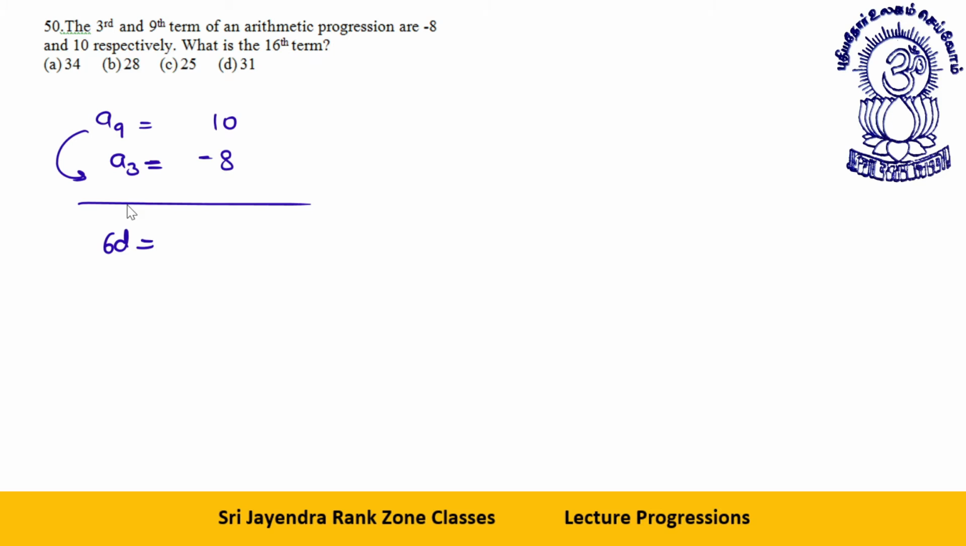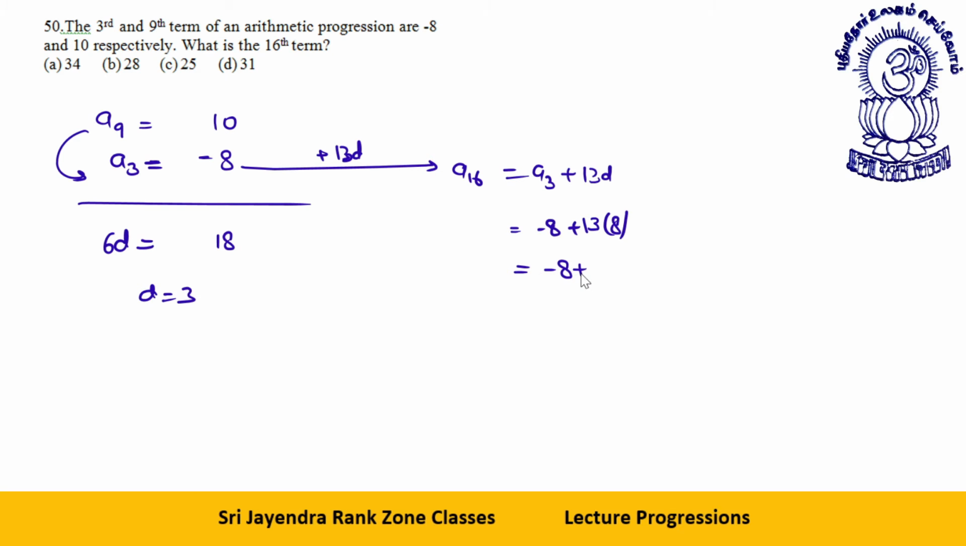This 6D is 10 minus minus 8, which is 18. This gives me D is equal to 3. From A3, I need to go to A16, so I'll add 13D. That will be A3 plus 13D, minus 8 plus 13 into 8, minus 8. And 13 into 8 is 104. That is 112.